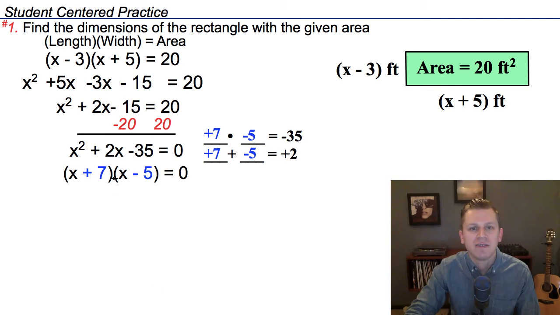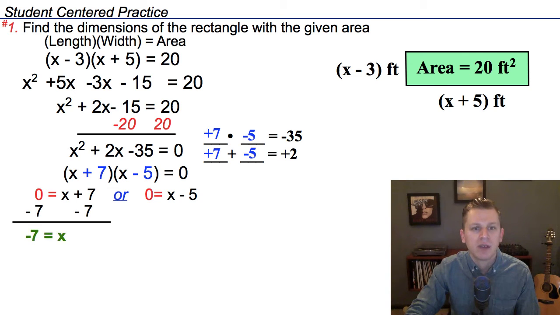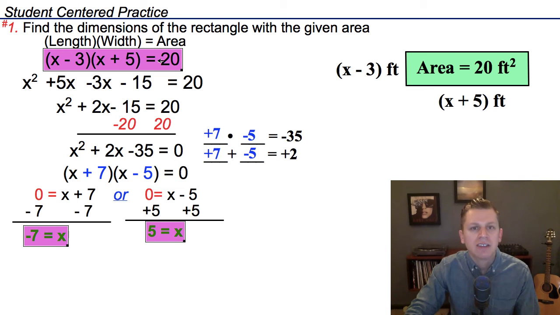Put the trinomial into factored form and apply the zero product property. Solve the equation on the left by subtracting 7. We'll get x equals negative 7. Solve the equation on the right by adding 5. We get x equals 5. 5 and negative 7 are answers to this equation here.